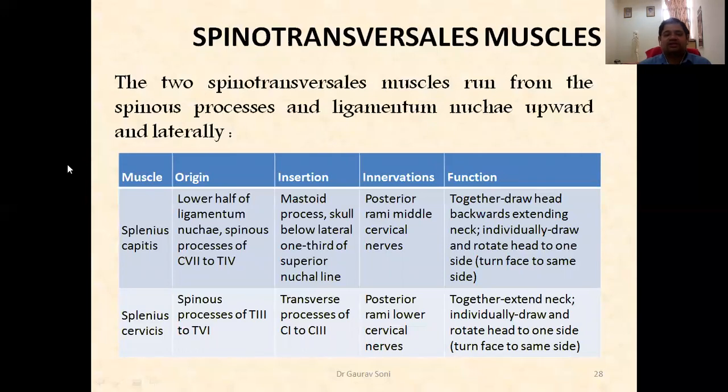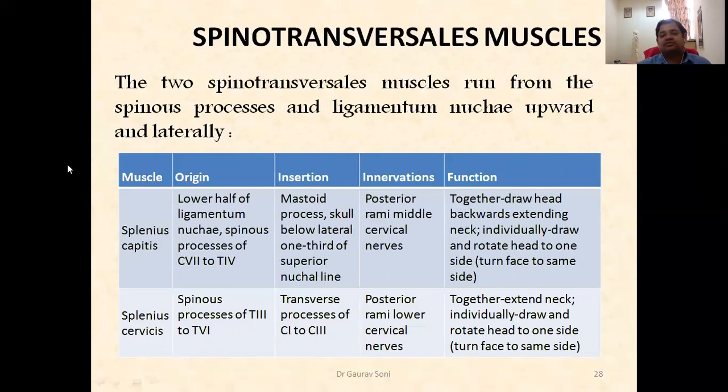See the first one, splenius capitis. It originates from lower half of ligamentum nuchae. Remember, ligamentum nuchae is from EOP to C7 spinous process. Then spinous process of C7 to T4. It is going to insert on mastoid process. Here, you can see it just behind your ear. Then on the skull, below the lateral one third of superior nuchal line on the base side.